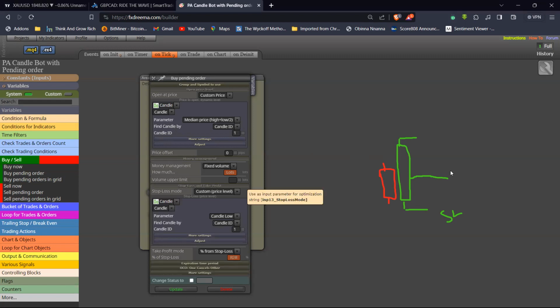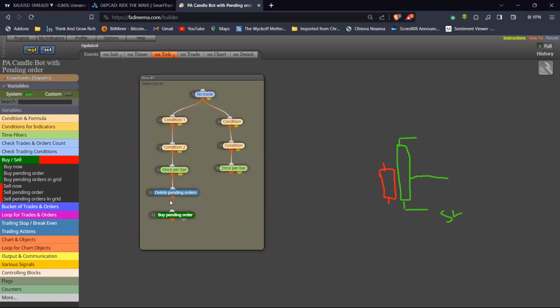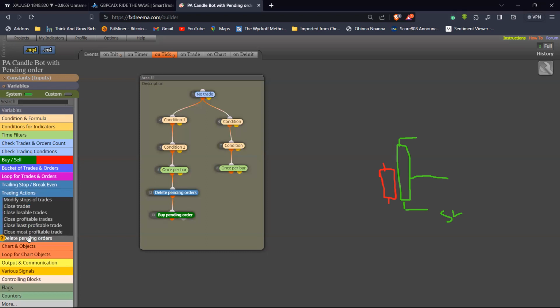And that pending order will be triggered based on the median price of the bullish engulfing candle, okay? And then that's it. So we click on updates, okay? And we connect this to this, and then the buy leg is formed. So what we do is we do the same thing for the sell side.